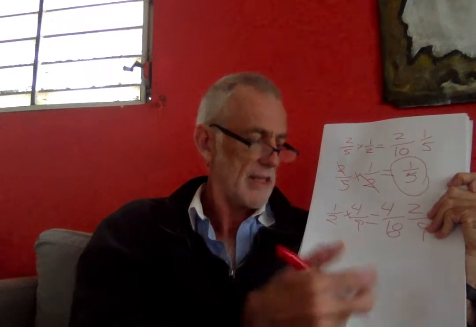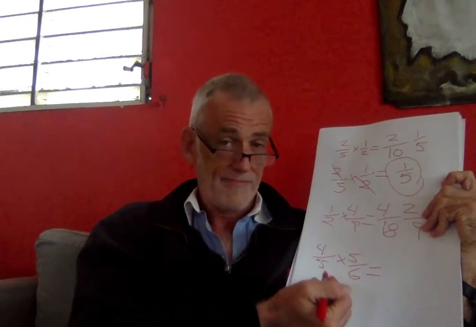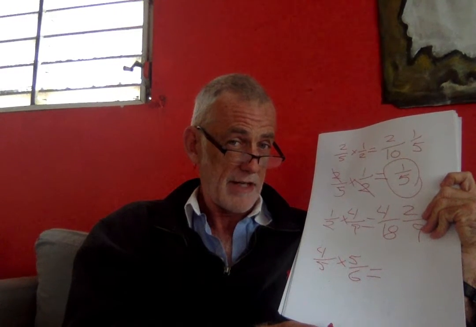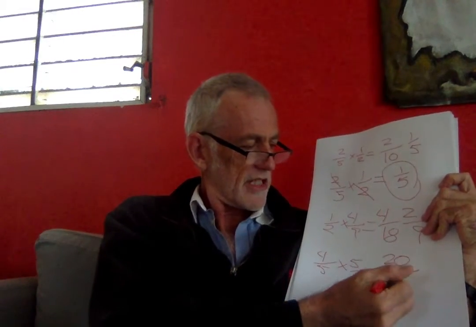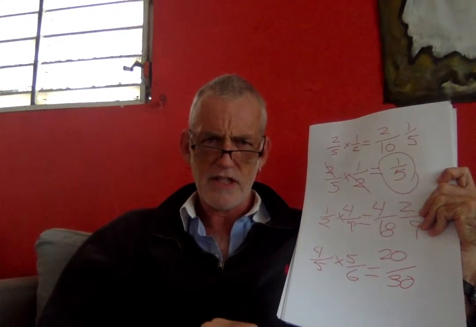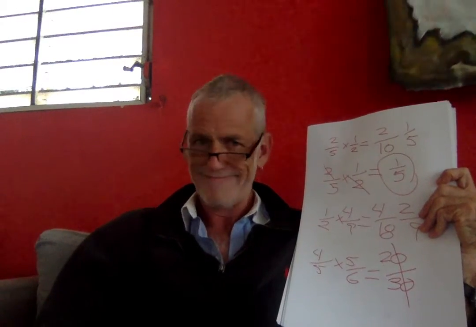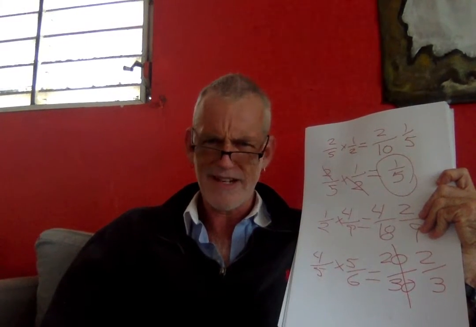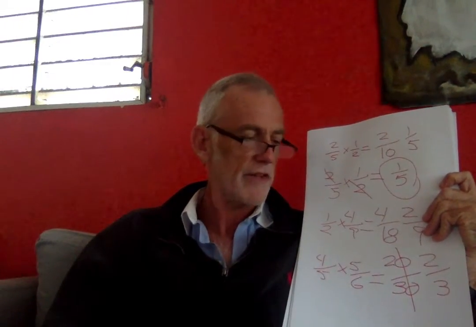Number 5. 4/5 times 5/6. See something you can cross out? See a number that's the same on the top and on the bottom. 4 times 5 is 20. 5 times 6 is 30. Oh, they both end in a 0. They could both be divided by 10. 2/3. Actually, let's just do it like that. That's super easy. 2/3. Nice and easy, that one, because 20 can be divided by 10, 30 can be divided by 10, of course.